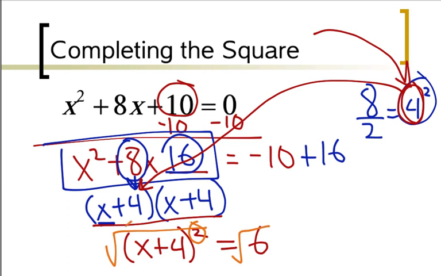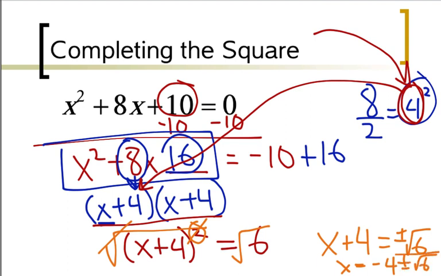So to finish, we just square root, and we get x plus 4 equals plus or minus the square root of 6. So to have my final solution, I subtract my 4, and I get x equals negative 4 plus or minus the square root of 6. It's your final solution. Let's try another one.